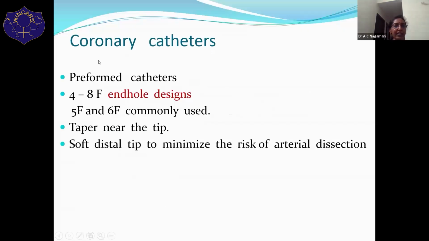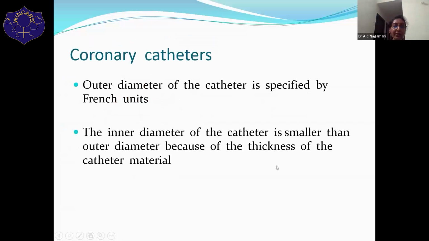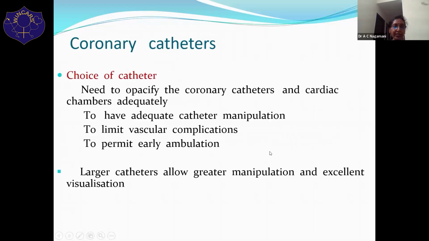The catheters are mainly preformed catheters. The 4 to 8 French end hole designs are available. But the commonly used are 5 French and 6 French. They taper near the tip. This is done to minimize the risk of arterial dissection. Outer diameter of the catheter is specified by French units and inner diameter is smaller than the outer diameter. This we need to know because of the thickness of the catheter material.